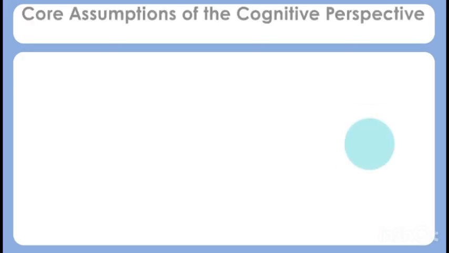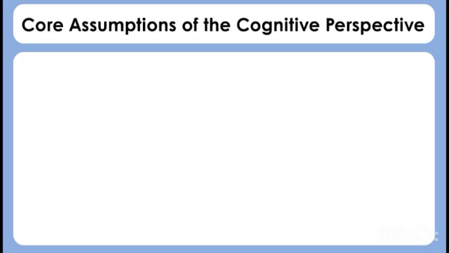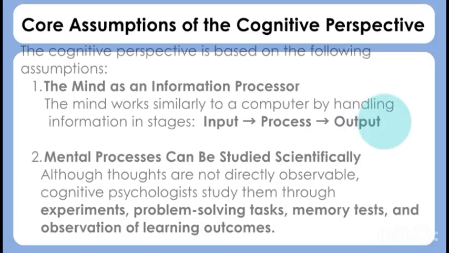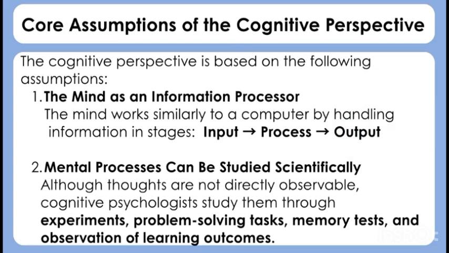So let us discuss the core assumptions of the cognitive perspective. First, the mind as an information processor. The mind works similarly to a computer by handling information in stages: first input, then process, and output. Second, mental processes can be studied scientifically. Although thoughts are not directly observable, cognitive psychologists study them through experiments, problem-solving tasks, memory tests, and observation of learning outcomes.